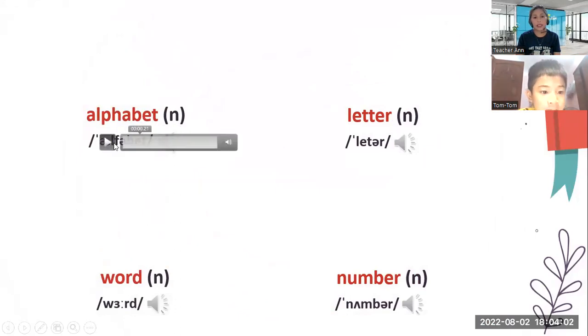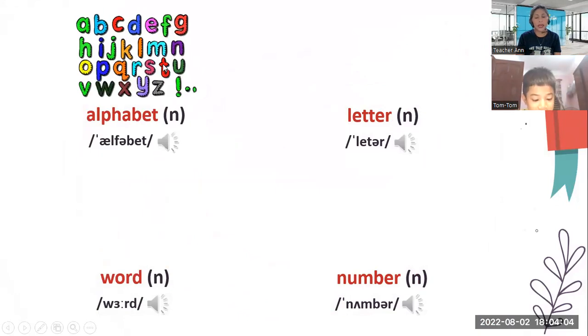First we have the word alphabet. What is this, Tom? Alphabet. Okay, example of alphabet. Alphabet again, Tom? Alphabet. Examples of alphabet are A, B, C, D, E, F, G. That's alphabet.